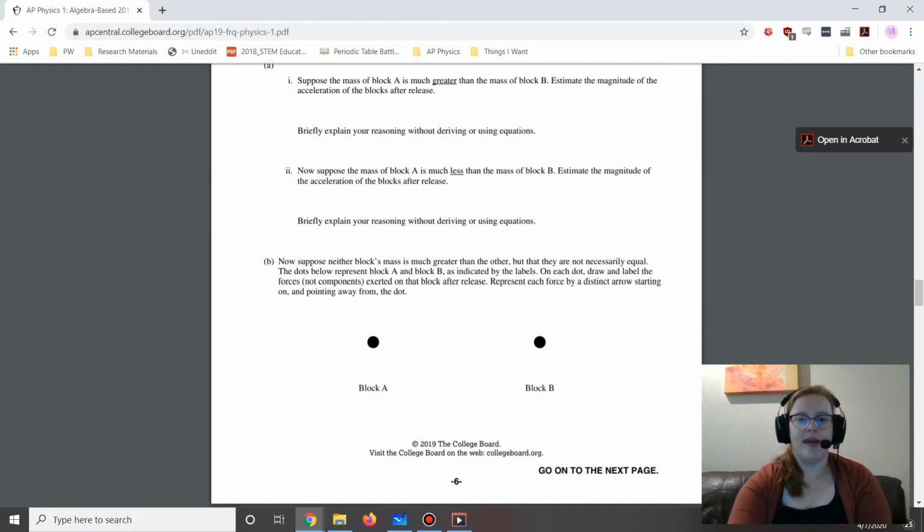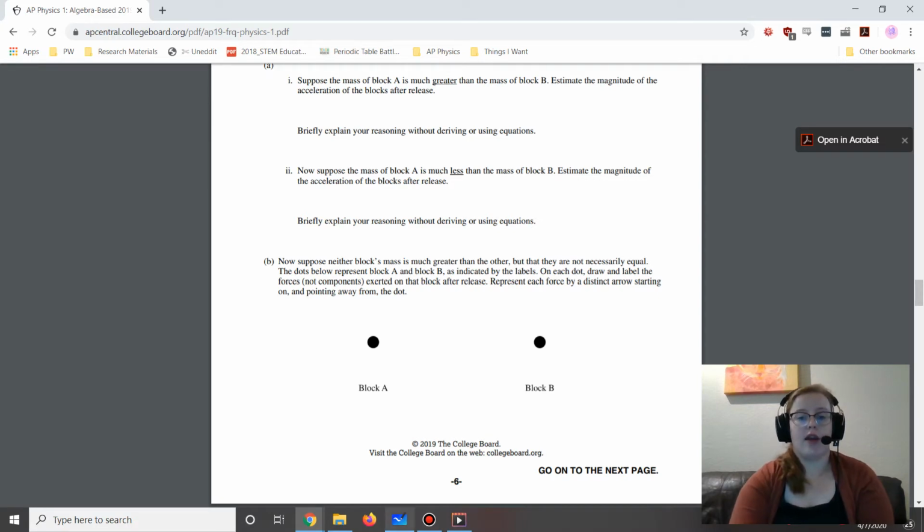Now suppose the block's mass is much greater than the other, but they are not necessarily equal. The dots below represent block A and block B as indicated by the labels. On each dot, draw and label the forces, not components, exerted on that block after release. Represent each force by a distinct arrow starting on and pointing away from the dot.